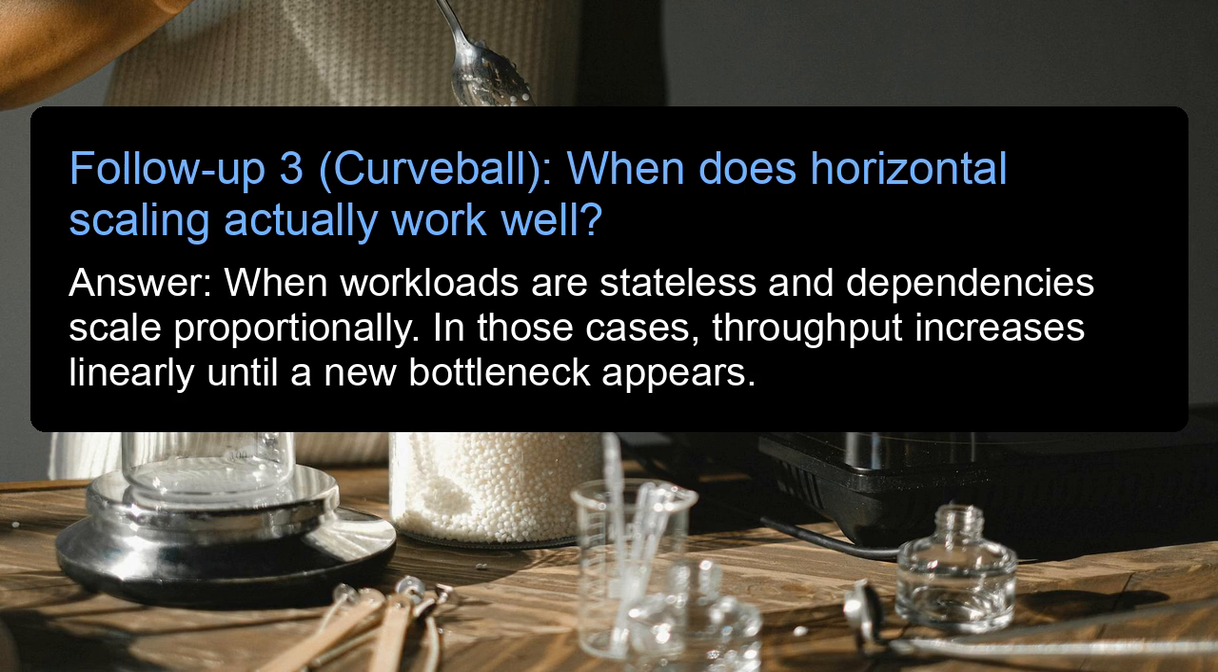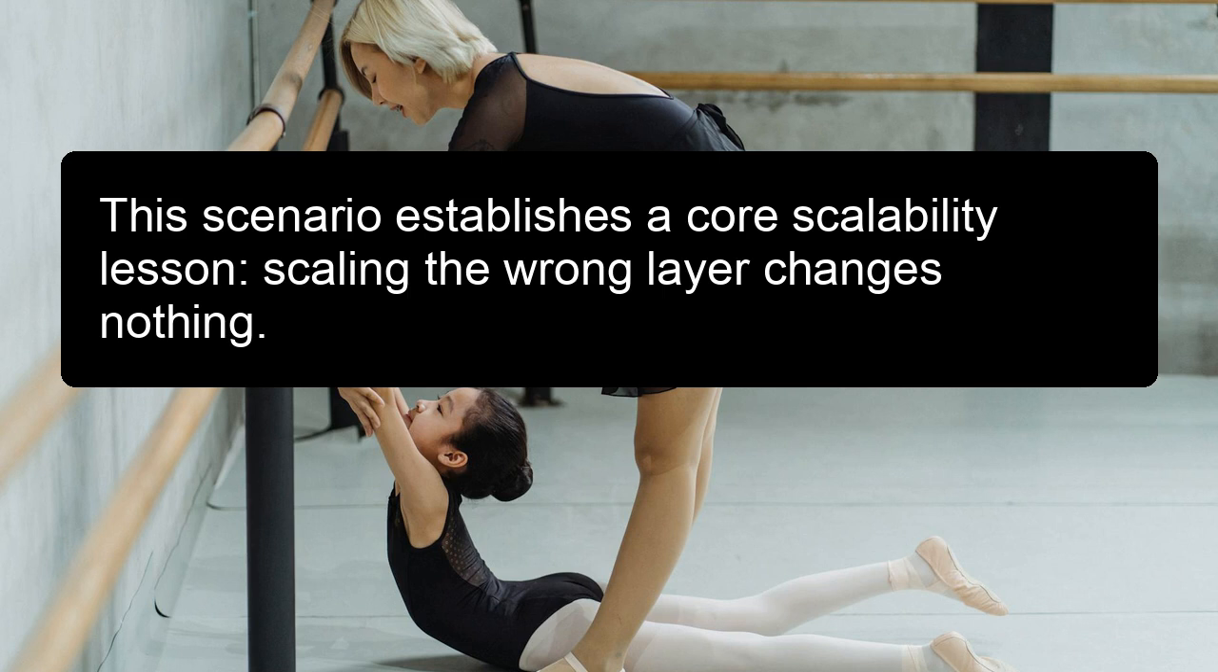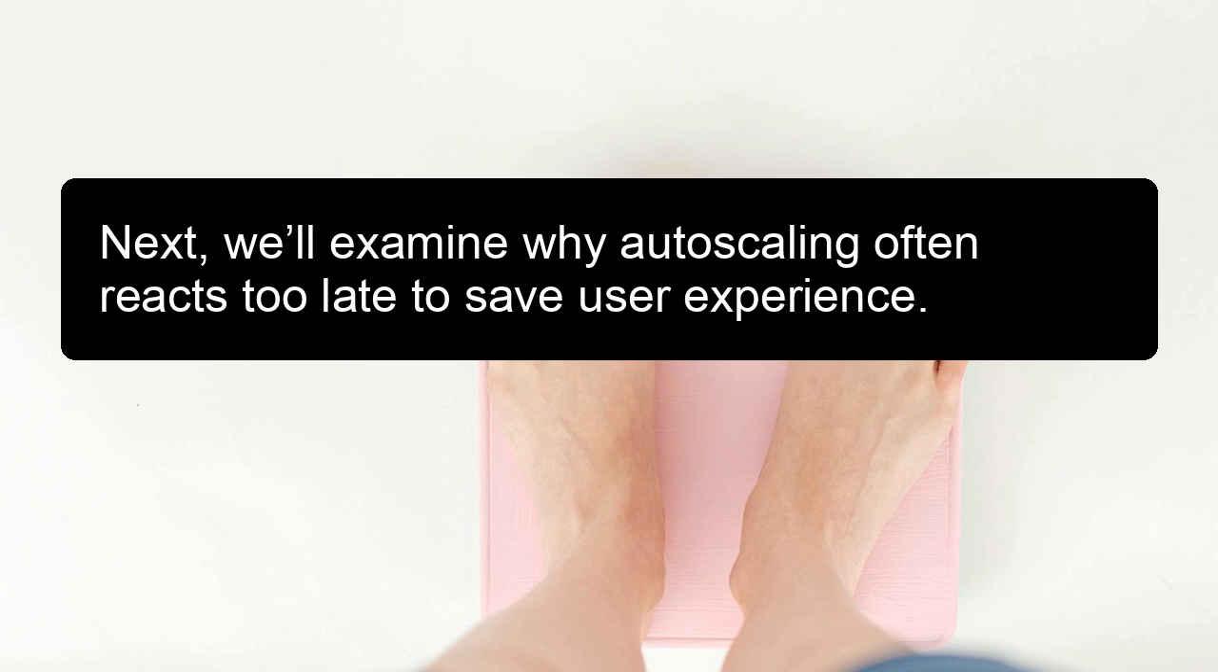Follow-up 3. Curveball. When does horizontal scaling actually work well? Answer: when workloads are stateless and dependencies scale proportionally. In those cases, throughput increases linearly until a new bottleneck appears. This scenario establishes a core scalability lesson. Scaling the wrong layer changes nothing. Next, we'll examine why auto-scaling often reacts too late to save user experience.